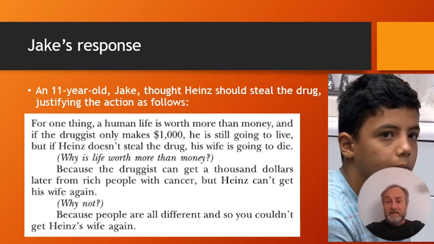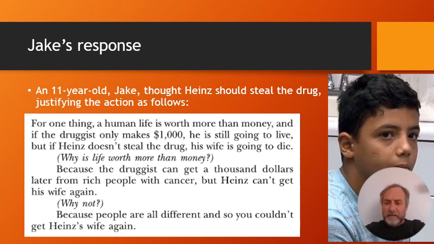And then Kohlberg asks Jake, well, why is life worth more than money? Well, because the druggist can get $1,000 later from rich people with cancer, but Heinz can't get his wife again. Well, why not? Why can't Heinz get his wife again? Well, because people are all different, so you couldn't get Heinz's wife again.